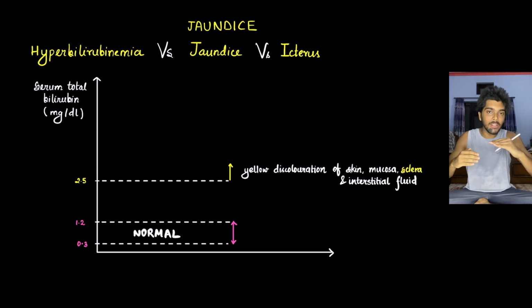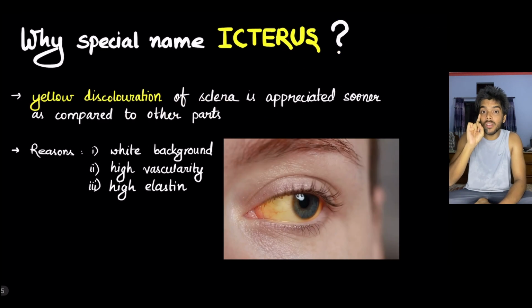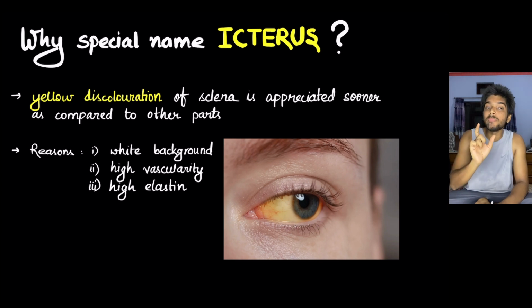If bilirubin level keeps on rising further, the bilirubin will go and deposit in skin. See, first bilirubin goes and deposits in sclera. So first yellow discoloration of sclera is seen, and this yellow discoloration of sclera due to significant hyperbilirubinemia is icterus. So icterus is the first physical sign of jaundice. Later on, when bilirubin level rises even more, it goes and deposits in other parts like mucosa, skin, and interstitial fluid. So since yellow discoloration of sclera is seen first, it is given a special name of icterus.